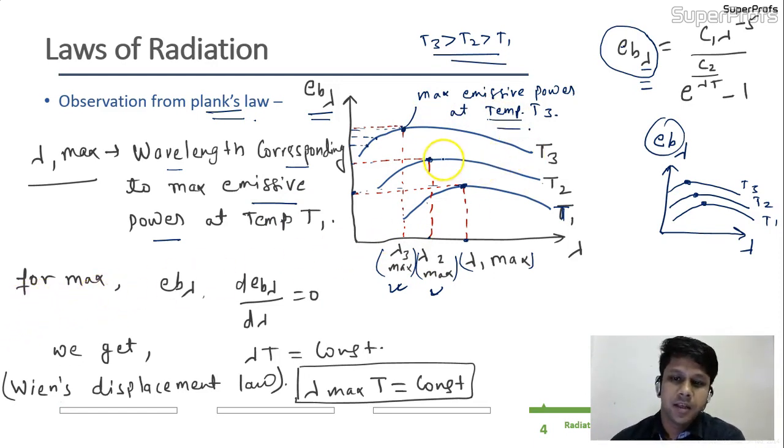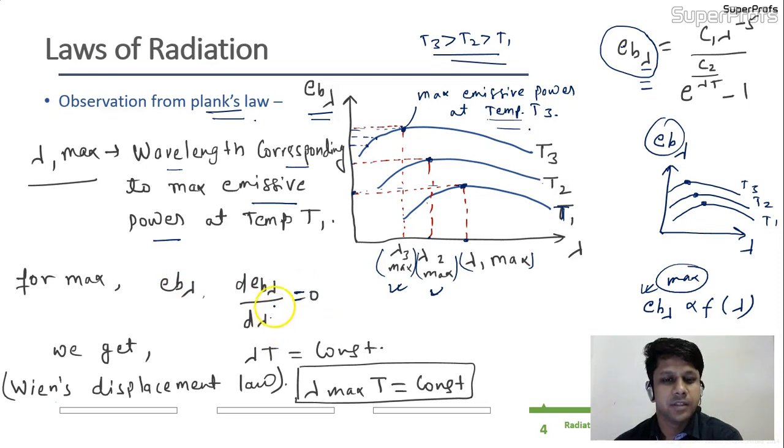Now, as we know from our concepts of maxima and minima, if you want to find out a maximum or a minimum of any function, because here E_B lambda is a function of lambda, right? So if you want to find out the maximum of this value, what do we do? We differentiate this with respect to lambda and equate it to 0. So when we do this, we get this equation: lambda T is constant, or we can say lambda max into T is constant. This is Wien's displacement law. So Wien gave this law, and this is known as Wien's displacement law.